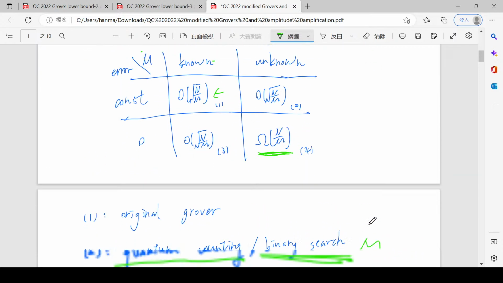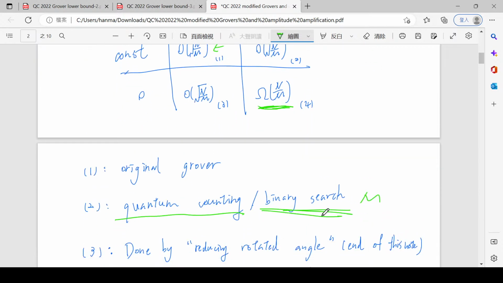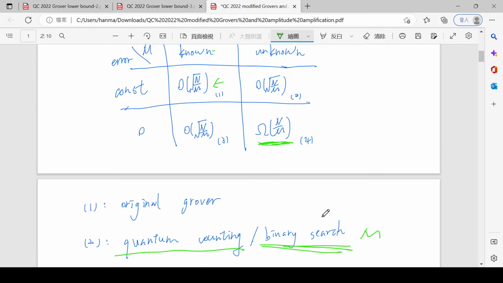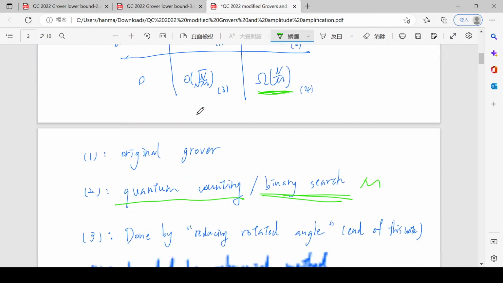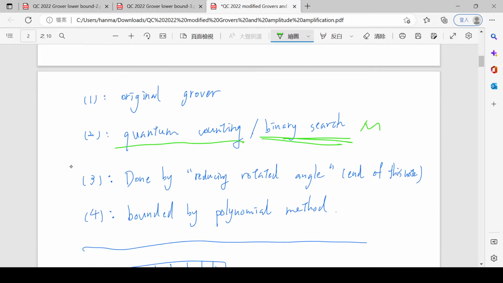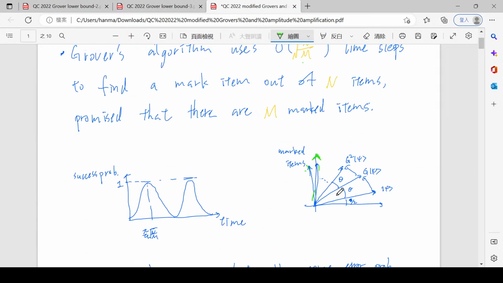And number 3 is if you want 0 error and you know m, and we hand wave through this, saying that you can do this by reducing your rotate angle. Right. So this thing, we say if you are going to overshoot, and you know exactly how much you are going to overshoot, then you can just reduce the angle you rotate accordingly, precisely. So you will hit here exactly.